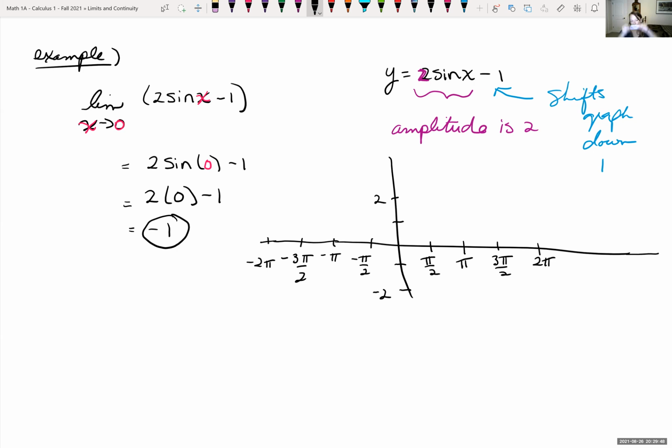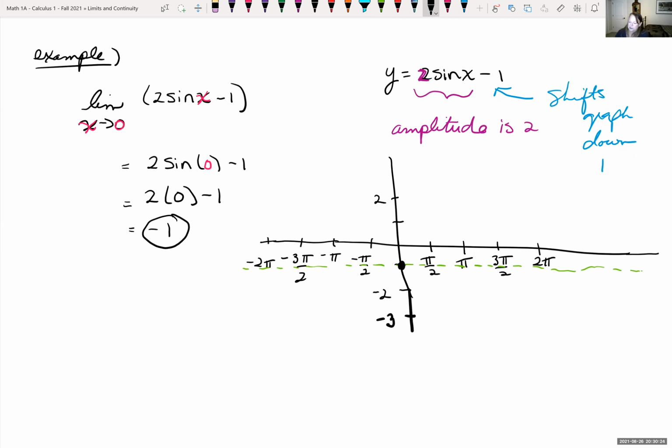We can think of our midline as the x-axis, but if we shift everything down 1 unit, we're going to think of the line y equals -1 as where we are crossing. And so shifting it down, my min value is actually at -3. I know sine starts at the origin, but shifting down 1, I'm on that midline of y equals -1.